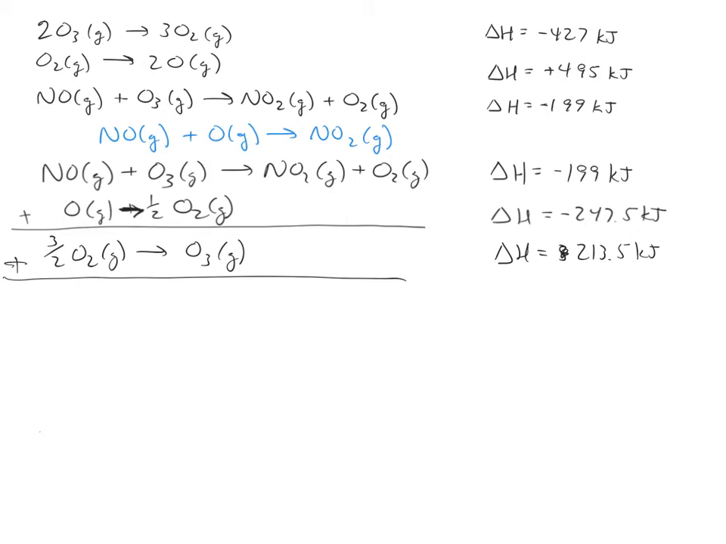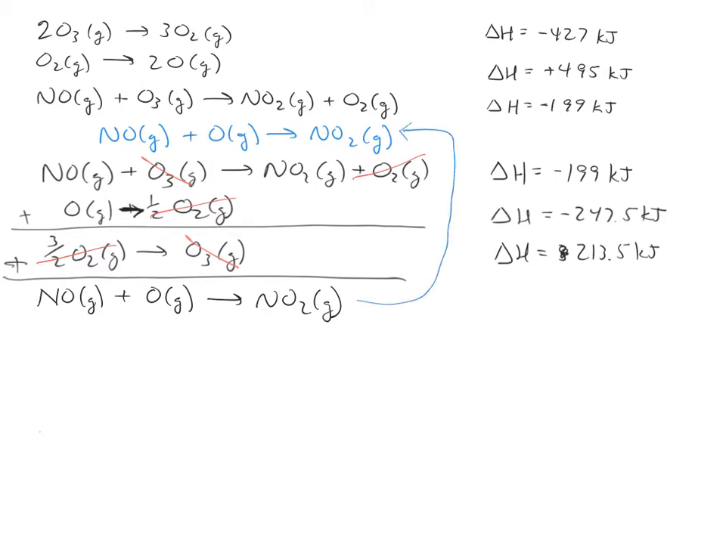So now I can add these together and see what I get. So, looking to see what cancels. I have the O3 on the left, I have the O3 on the right, they cancel. That's good. Now, I have 3 halves O2 on the left. I have 1/2 O2 here and 1 O2 here on the right, therefore those cancel. And as far as I can see, nothing else cancels, so what am I left with? I'm left with NO gas plus O gas makes NO2 gas. And that, of course, is exactly what I'd wanted. So now I know that I've got the right reaction.